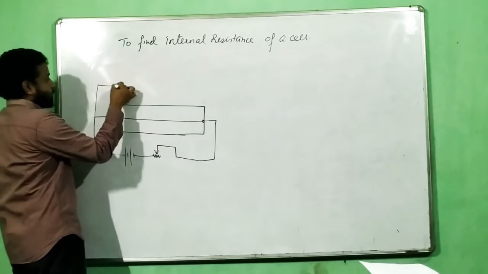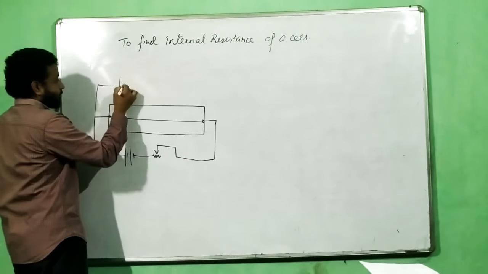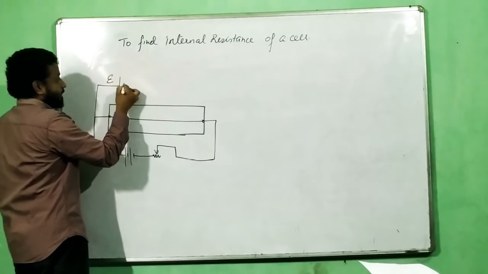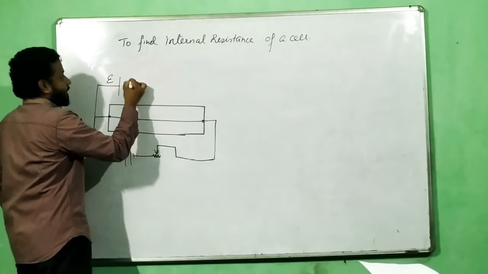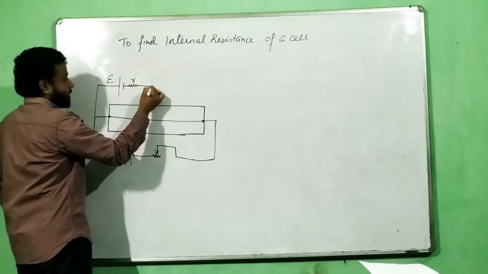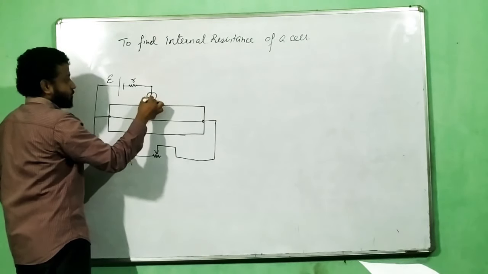And from here, this one is EMF E with some internal resistance r, and this is what I want to find out. And this is what I was saying. From here, the jockey comes over here.